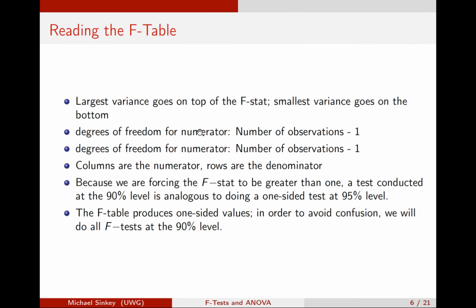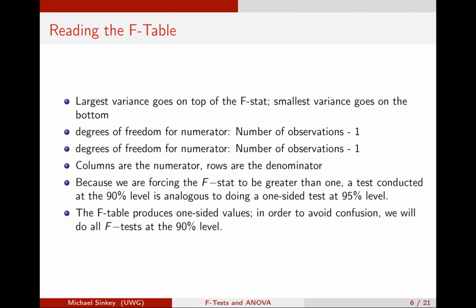Degrees of freedom for the numerator, that's with the large variance: number of observations for that sample minus 1. Degrees of freedom for the denominator, it should say denominator there: number of observations minus 1. So I look at the sample size for the large variance, that goes in the numerator. I subtract 1, I go to that column. I look at the sample size for the small variance, that goes in the denominator. I subtract 1. Those are the rows of the F table.